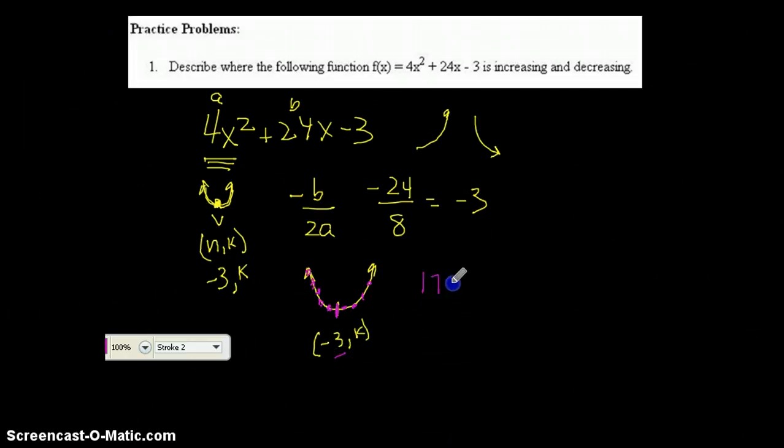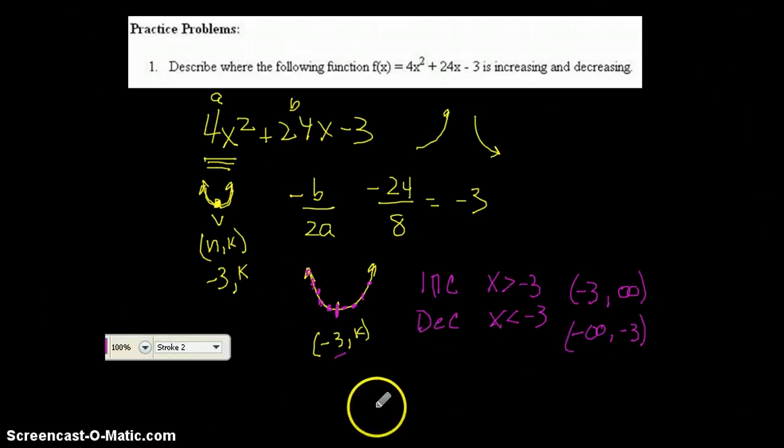You're going to say increasing from x is greater than negative 3, and you're going to say decreasing for x less than negative 3. Okay? Now, remember interval notation, x is greater than negative 3, so negative 3 to infinity. And on this type of question, let's just use parentheses on the endpoints. Of course, decreasing negative infinity to negative 3. Okay, so that's how I'd answer that question.